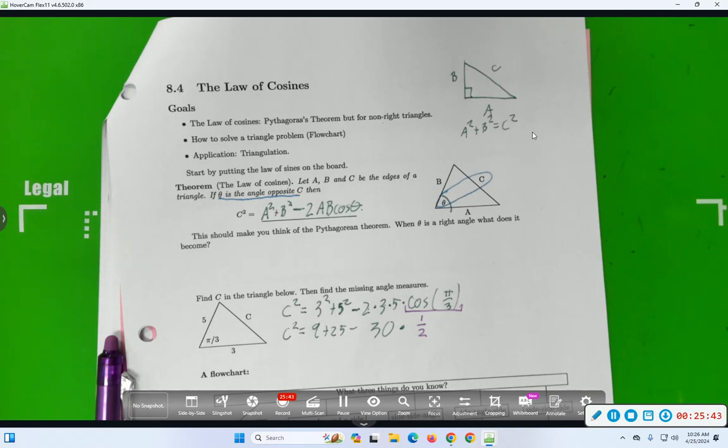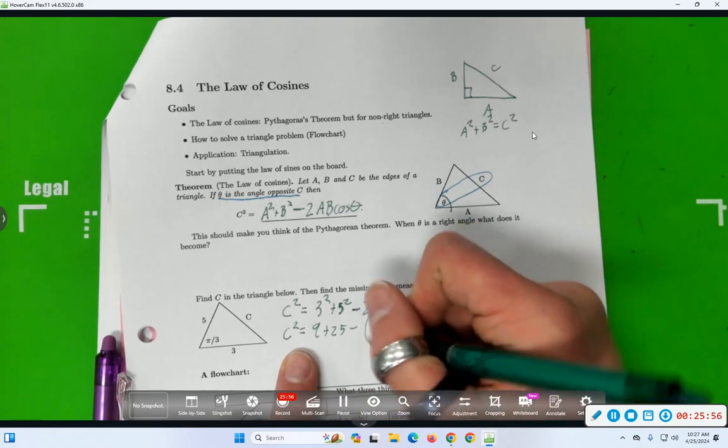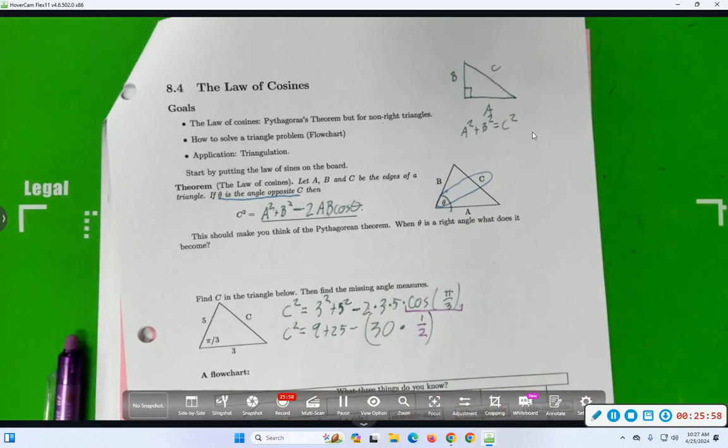I'm disagreeing. I just got 19. I hear a 19. So here's the error that I suspect you're making. You don't do 9 plus 25 minus 30 and then multiply by 1/2. That 1/2 is only multiplied by 30. And that's an excellent mistake to see now, because on exams I see this mistake happen a lot, and I'm not really sure why. That cosine of theta is only multiplied by the 2ab.